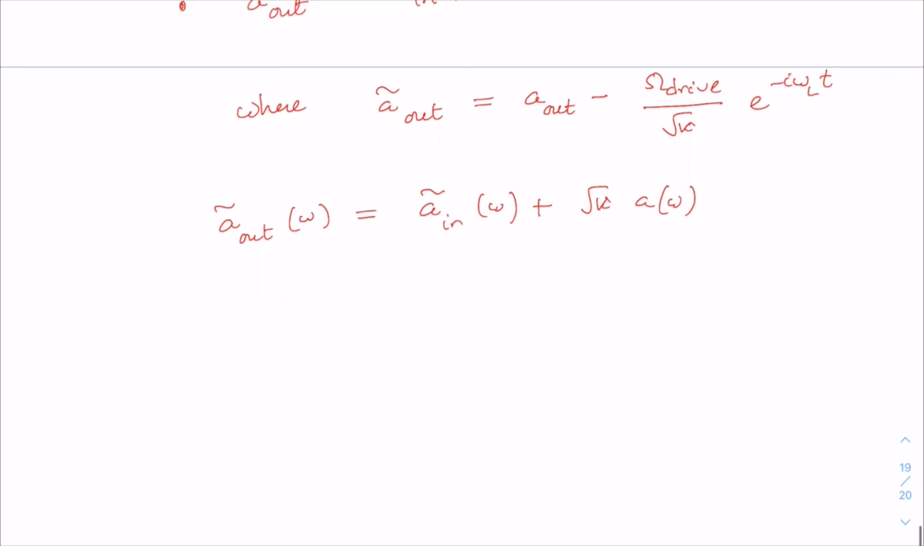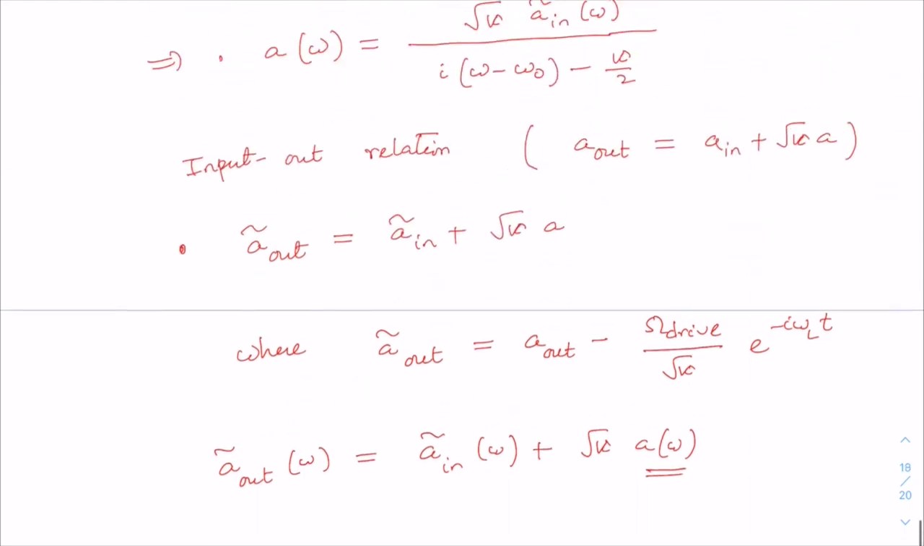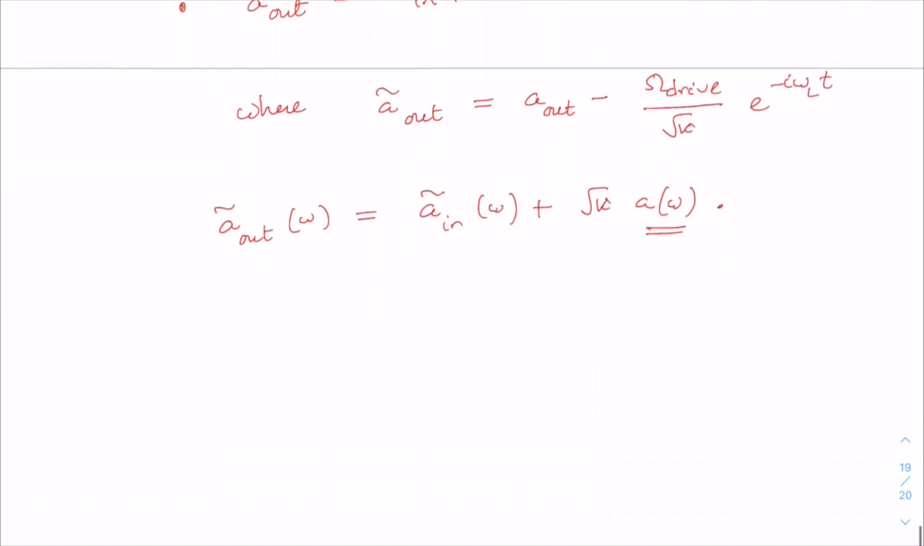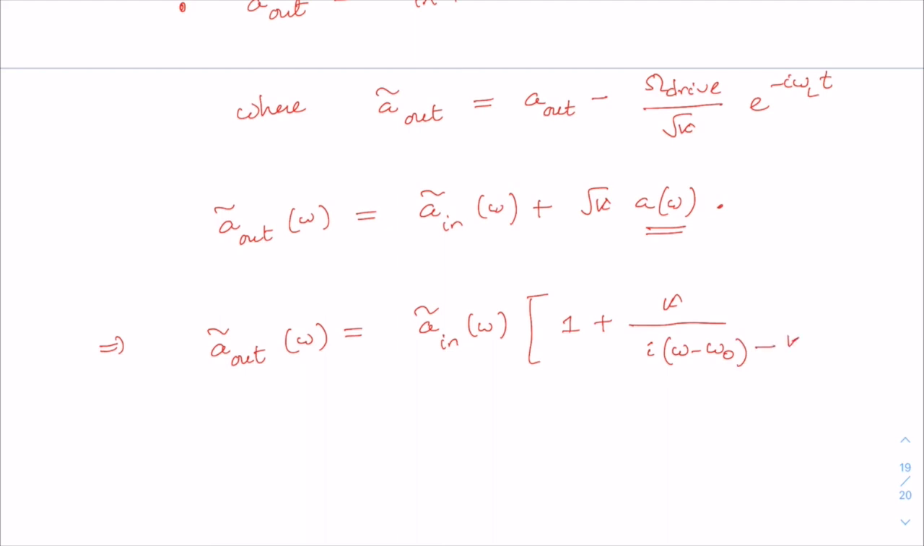Now we know the expression for A of omega from here, and if I put it in this expression, I will be able to write A tilde out of omega is equal to A tilde in of omega times 1 plus kappa divided by i omega minus omega 0 minus kappa by 2.